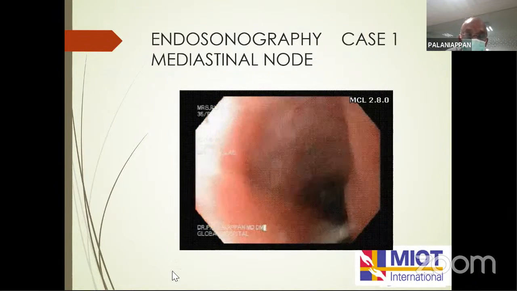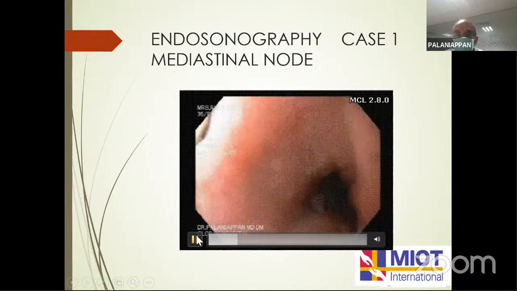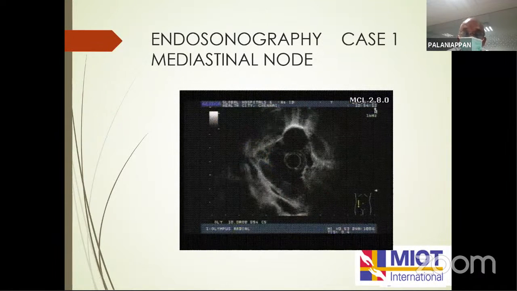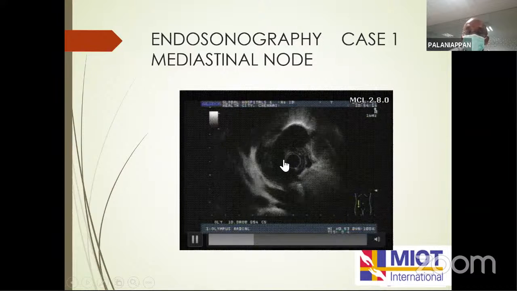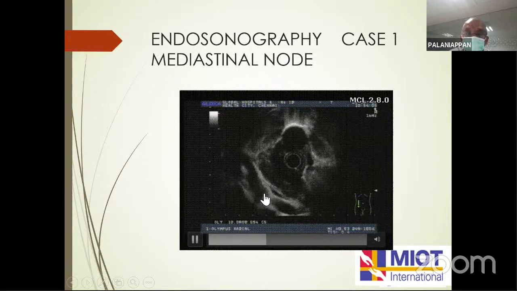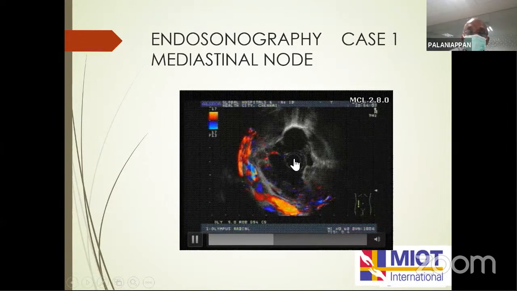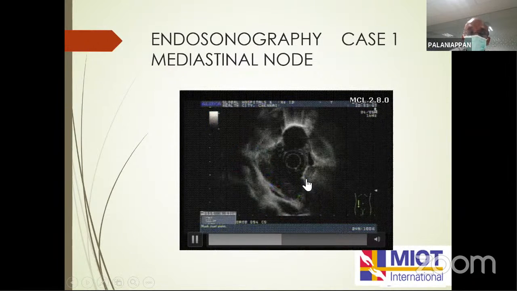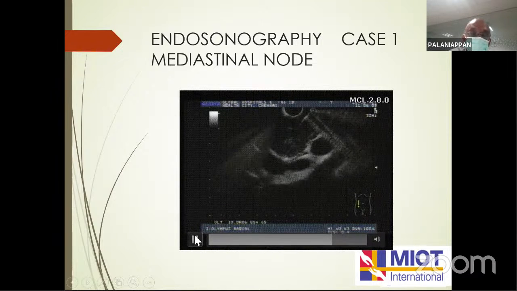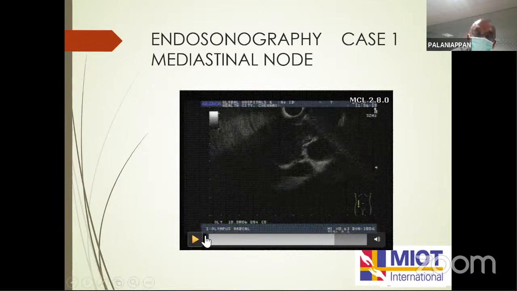So what we did was, in the same sitting, we switched to endoscopic ultrasound, and here you can appreciate, just imagine this is the endoscope, and this is the cardiac structure. Normally, the cardiac structure should be next to the esophagus, but here there is a very big node. So then we understood that it is a mediastinal node eroding the esophagus, causing the esophageal ulcer, and so we did a biopsy. You can appreciate here that we are doing a biopsy of the node.